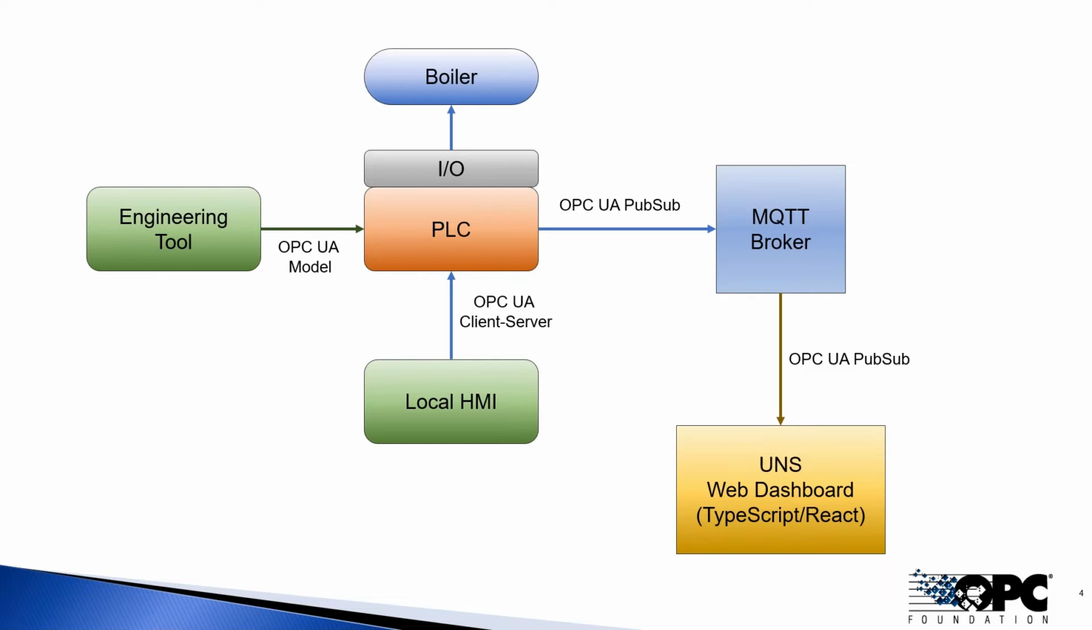The PLC will also use OPC UA to publish its data to the broker, which makes it available to the UNS consumers. In this demo, I will be introducing a web-based UNS dashboard that is OPC UA aware and is able to automatically discover multiple boilers that are deployed at different enterprise sites. The code to implement this application is available on GitHub.